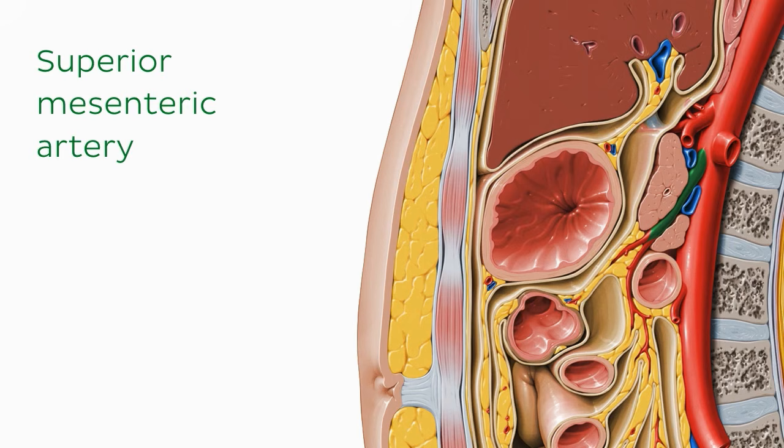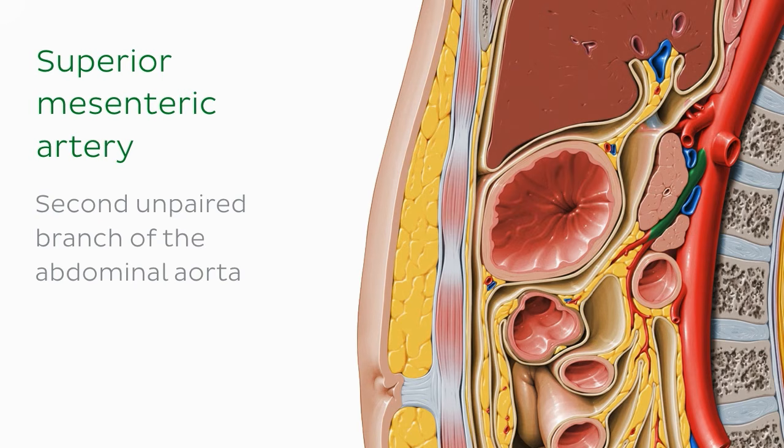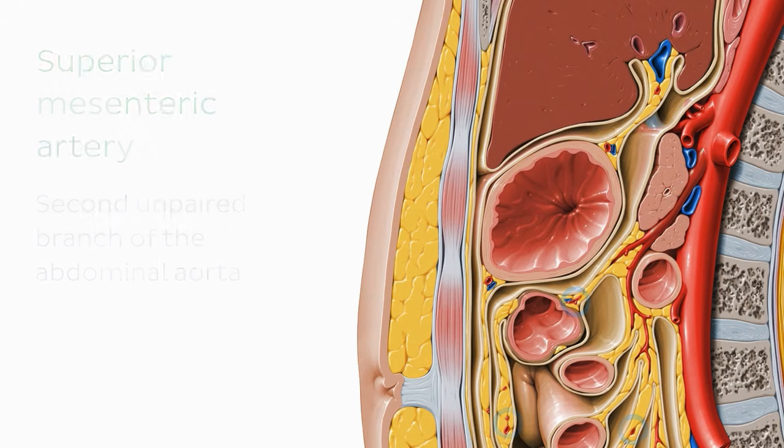Most of the arteries travelling through the mesentery arise from the artery that we'll look at next, which is the superior mesenteric artery. The superior mesenteric artery is the second unpaired branch of the abdominal aorta. It passes inferiorly over the duodenum and fans out into a wheel of arteries to reach all of the small intestine and the first half of the large intestine. From this perspective, we can see some of its smaller branches within the fat of the mesentery.